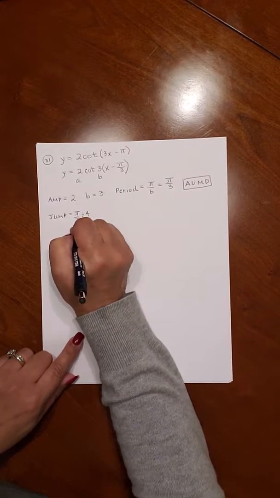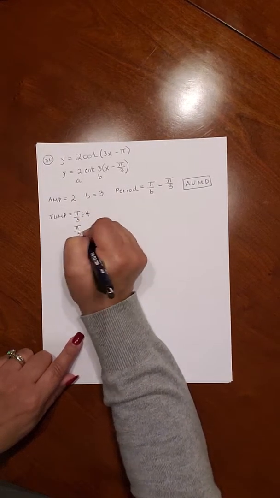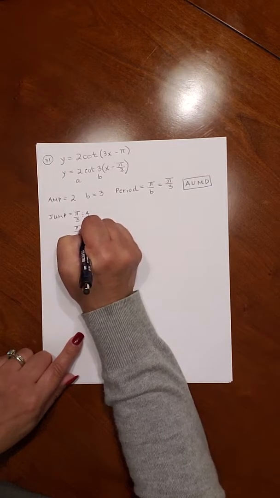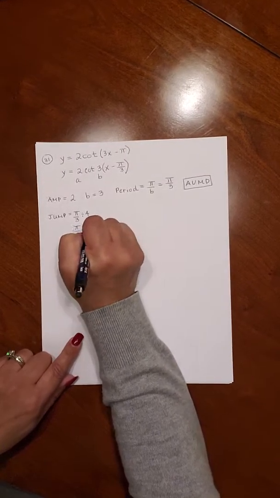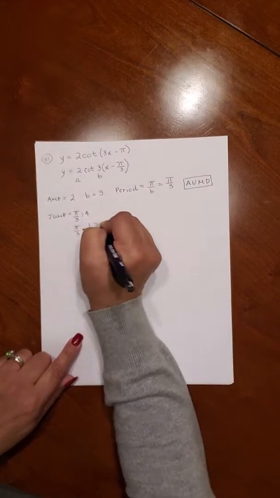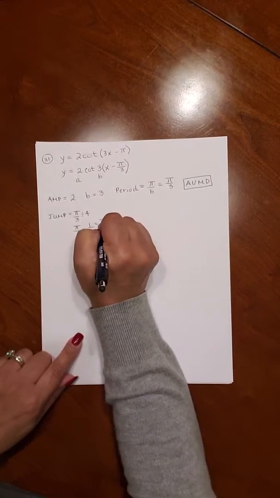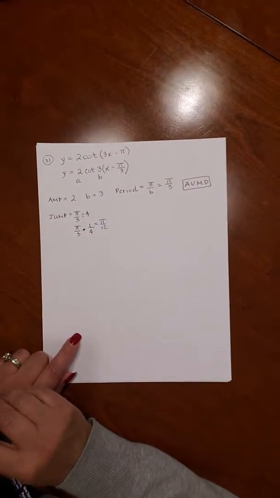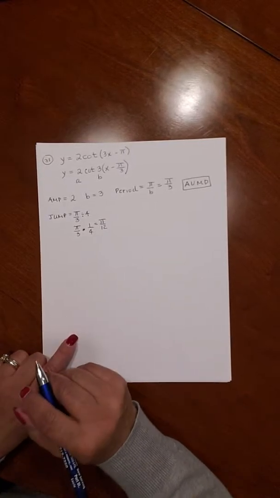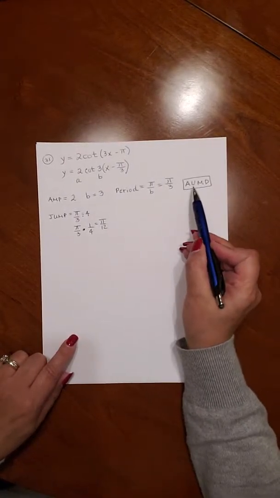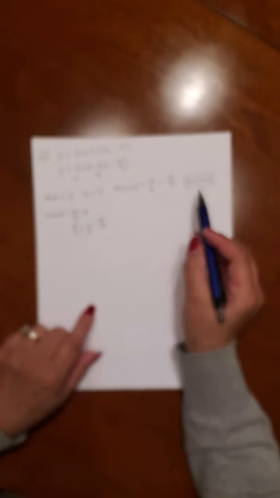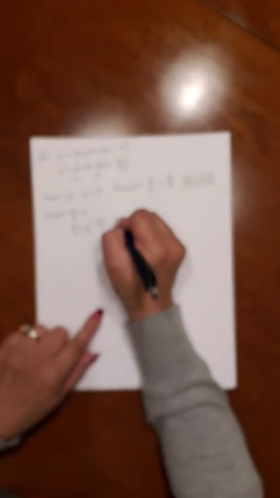Okay, when you're dividing a fraction by a number, it's the same thing as multiplying by the reciprocal. So this ends up being pi over 12. That's how far we're going to slide horizontally, right or left, before making any of the moves suggested by this pattern. Okay, so that is the jump.